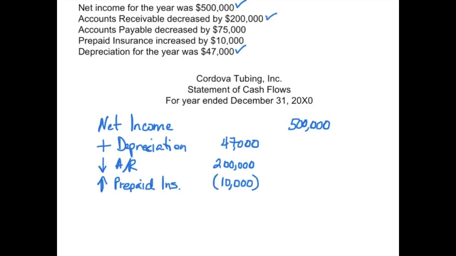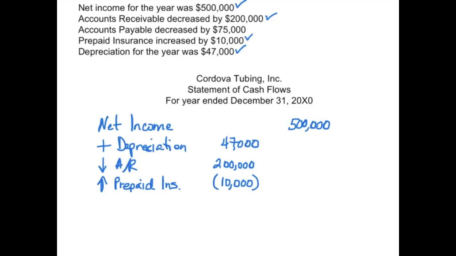The next current asset on our list is prepaid insurance. And the description says that prepaid insurance increased by $10,000. So when a current asset increases, that means we dispensed more money for that asset to increase. So we've prepaid our insurance in advance or paid our insurance in advance. Therefore, our cash went down $10,000. That was all of our current assets.